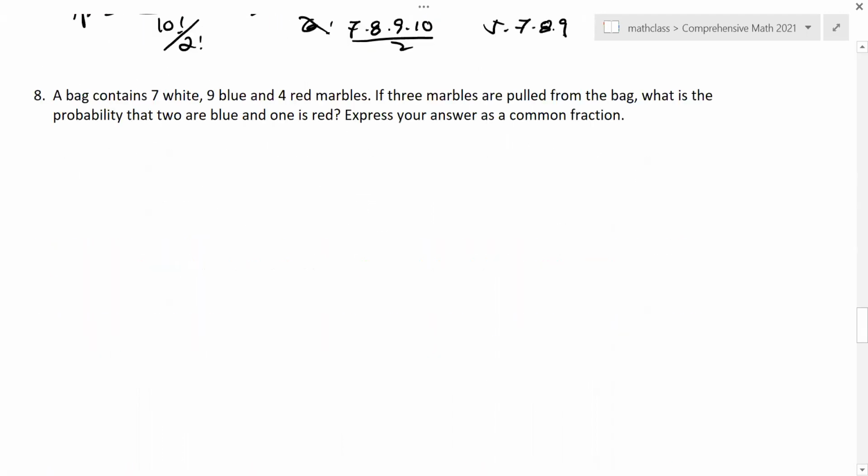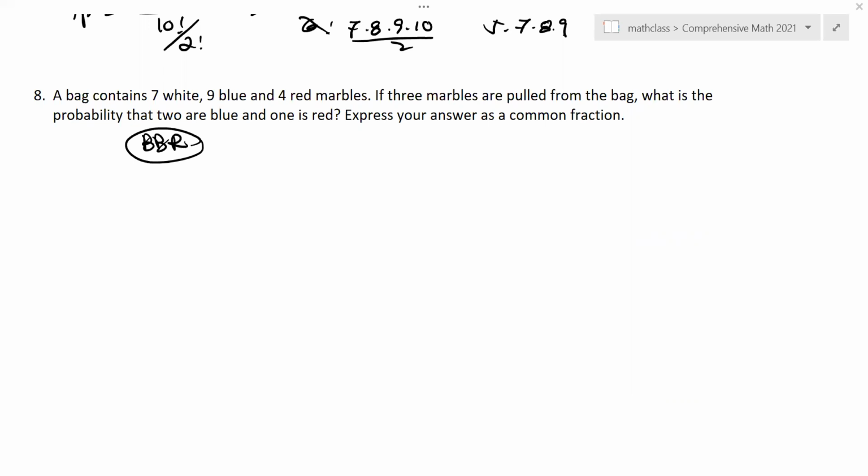All right, we're not able to complete all the problems. Let me show you another one. A bag contains 7 white, 9 blue, and 4 red marbles. If 3 marbles are pulled out from the bag, what is the probability that 2 are blue and 1 red? I think this will be similar to the problems we did before, right? So we want 2 blue, 1 red. That's our desired outcome.